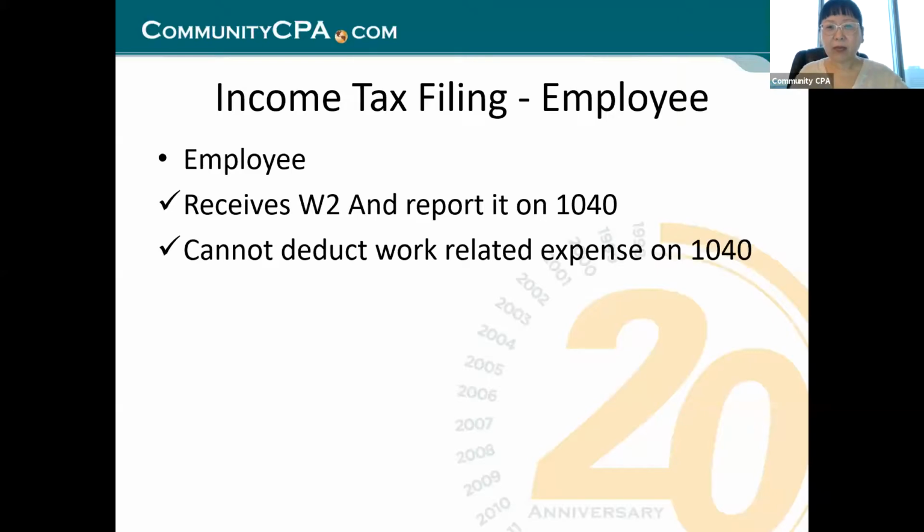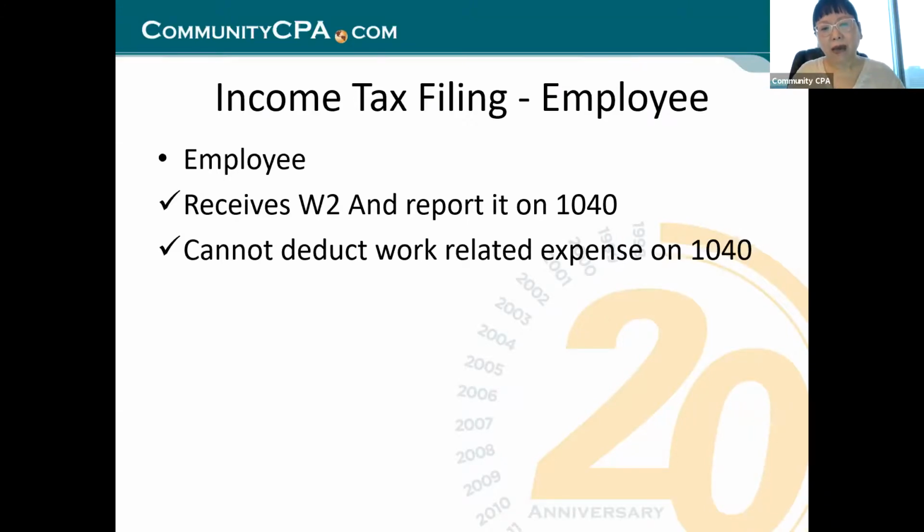Income tax filing for an employee. You receive a W-2 and report it on the 1040. Okay, straightforward. You cannot deduct work-related expenses on the 1040. Yes, you cannot deduct anymore after the 2018 tax reform by President Trump. So don't even consider that.